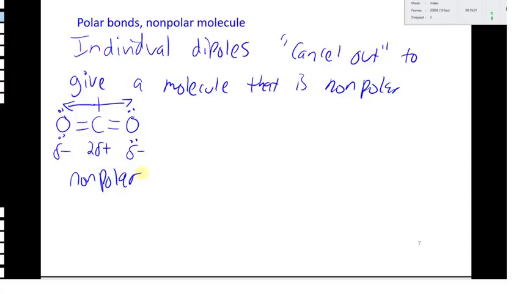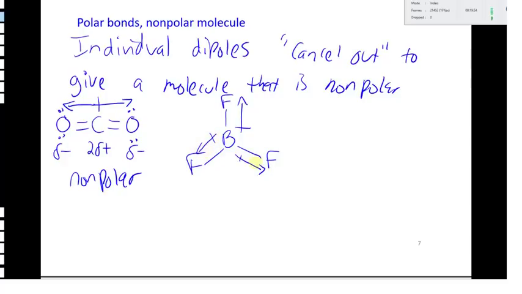Okay. Another one that's not as obvious, but I'll show you, is BF3. BF3 would give us a trigonal planar molecule, AX3. And again, we have 3 polar bonds in this molecule. All the BF bonds are very polar. But what we see is that we have one dipole that points in this direction, one that points that way, one that points that way.